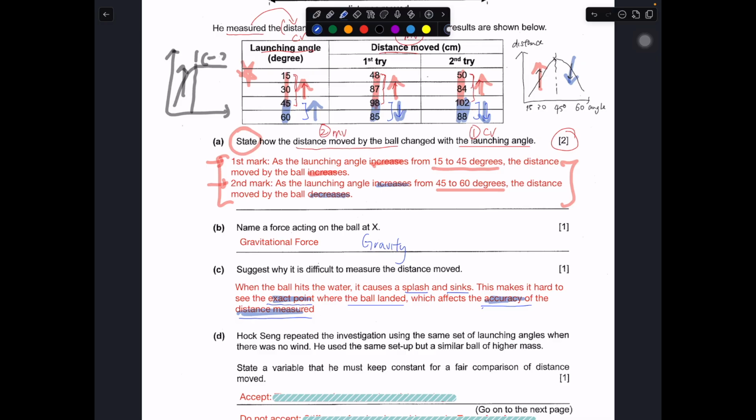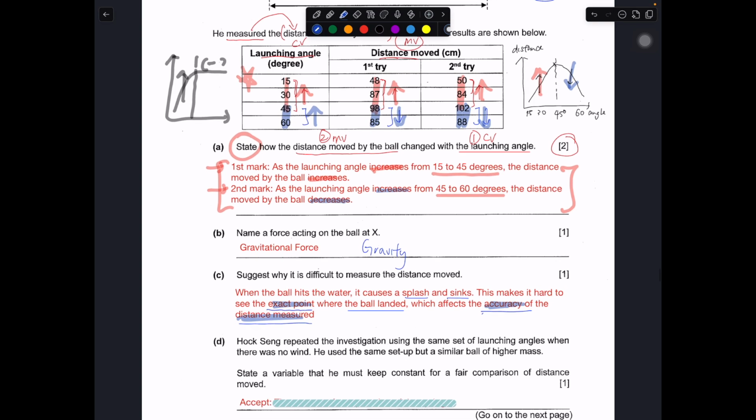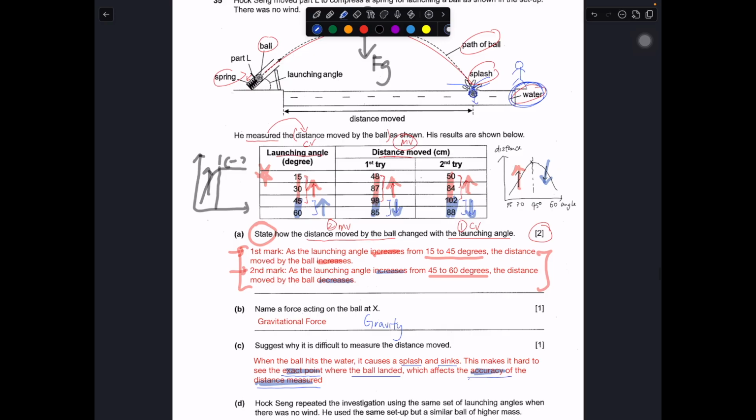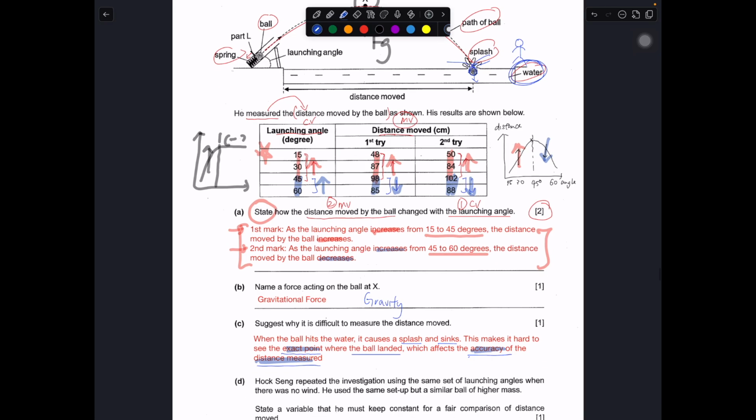Okay, so this will be part of the answers for part C. Sometimes they may ask you to suggest one way to improve this setup so that the distance moved can be measured more accurately. Change the water to wet sand. When the ball lands, it will make a marking. It's easier for the person to measure the distance. So this could be one way.